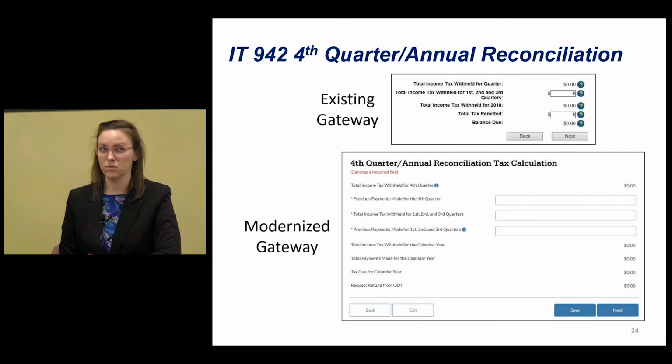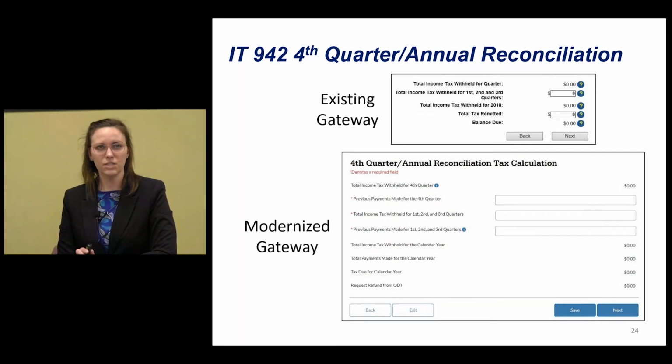This caused some confusion because, like I said, this form, the fourth quarter reconciliation, is a dual purpose form, and a lot of errors were made by people who weren't filling out this form correctly based on their previous filings. To prevent some of that confusion and the errors that were being made, we've added an additional line to separate the fourth quarter payments from the rest of the year's payments on the new Modernized Gateway.